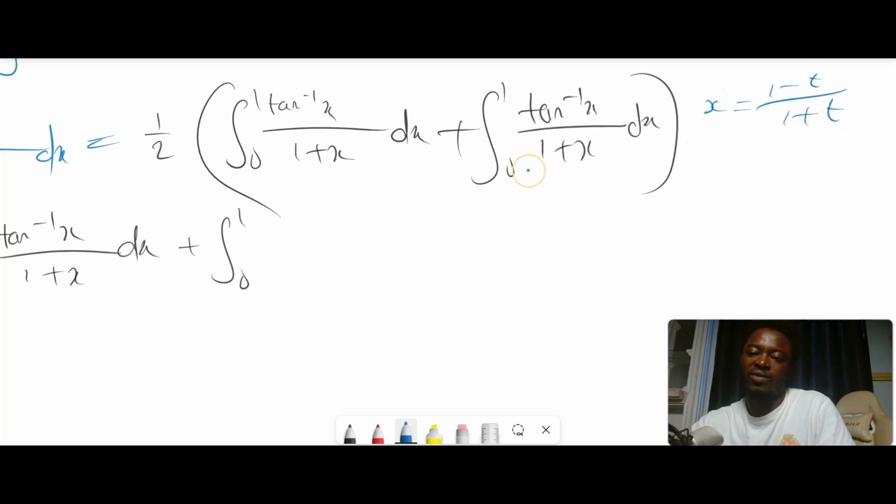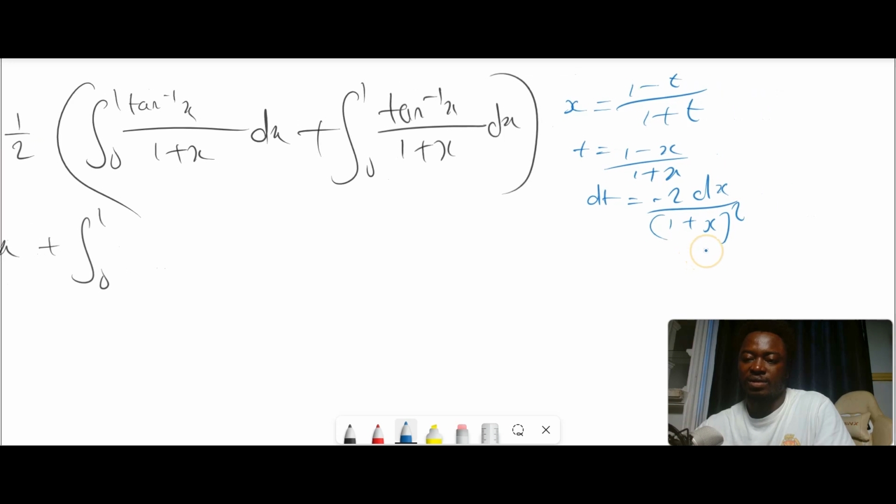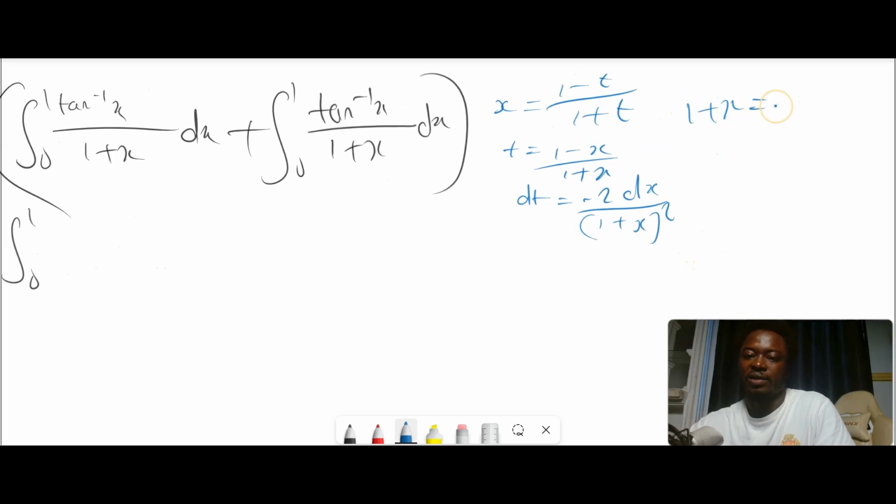x to be 1 minus t over 1 plus t. If you do that, notice that t becomes 1 minus x over 1 plus x. So when x is 0, t is 1, and when x is 1, t becomes 0. And also dt will be negative 2 dx over 1 plus x all squared. And also 1 plus x, let's see, go back. 1 plus x would be 2 divided by 1 plus t, right? Yeah, so we have 2 divided by 1 plus t.